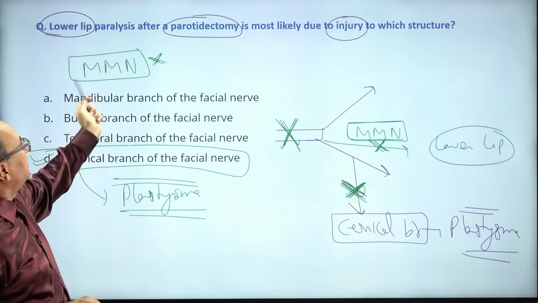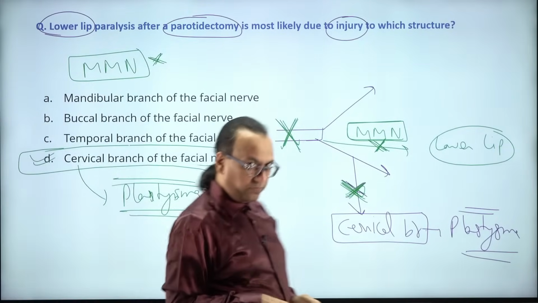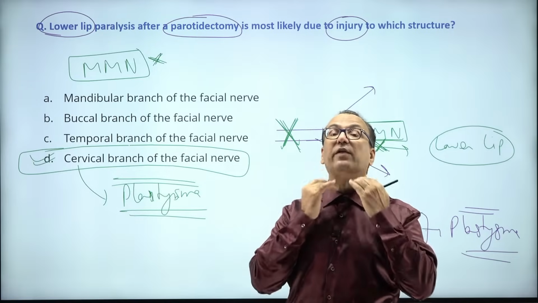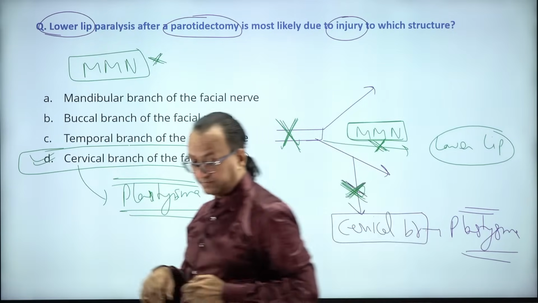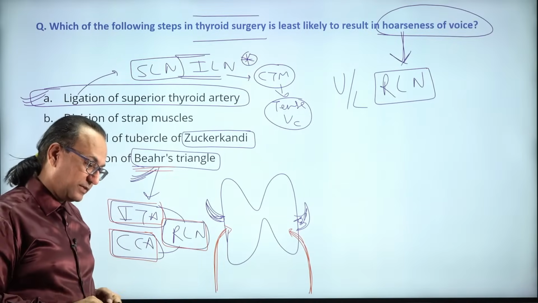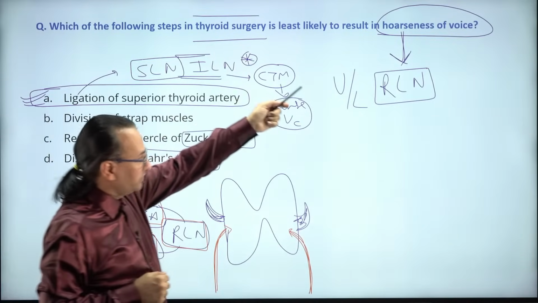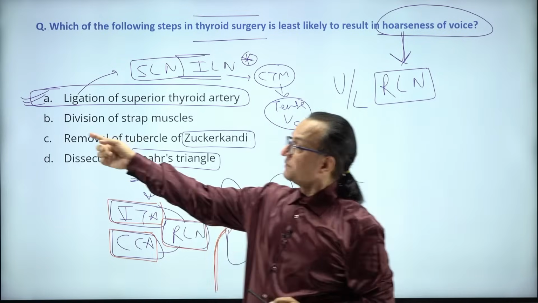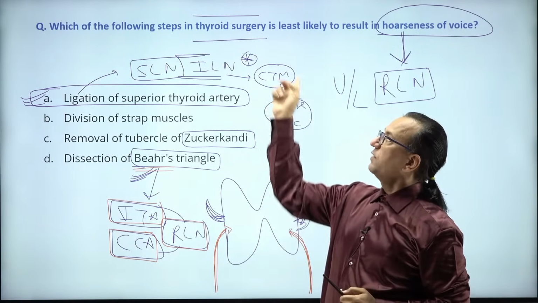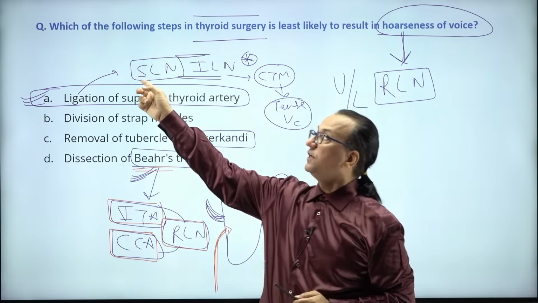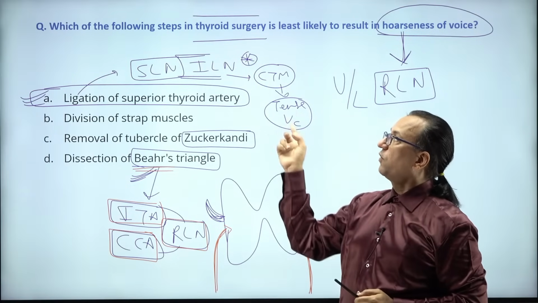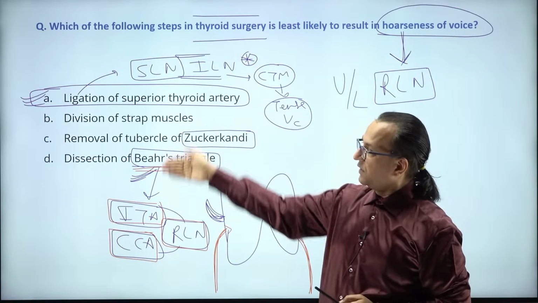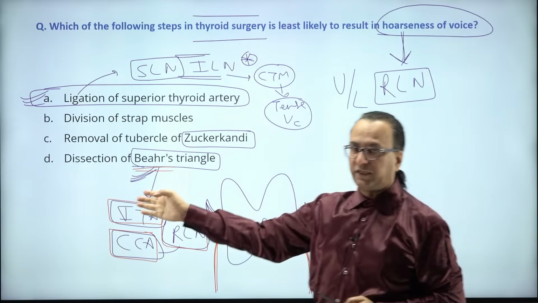Lower lip paralysis, best answer marginal mandibular nerve; if not found, cervical, because of the paralysis of platysma, which also helps in lowering the lower lip. And then thyroid surgery, if you are telling it is hoarseness, it is unilateral recurrent laryngeal nerve injury. But if you talk about choice A, it is compromising the cricothyroid muscle, the external laryngeal nerve, branch of the superior laryngeal nerve. So tensing of the vocal cord will be a problem. Pitch of voice will be compromised, not hoarseness. Otherwise, during any of these activities, you may damage the recurrent laryngeal nerve.